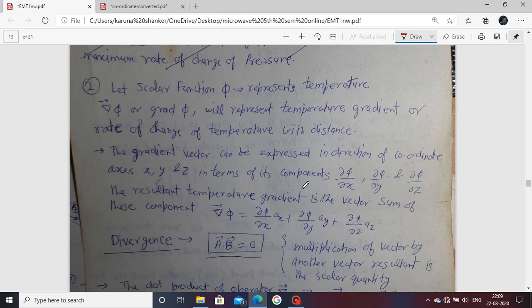What is the physical significance of gradient? Suppose we take phi as a temperature. Temperature is a scalar quantity; when operated with del, grad phi is represented as the temperature gradient, means rate of change of temperature with distance. Now this one comes in vector form, means rate of change of temperature with distance.